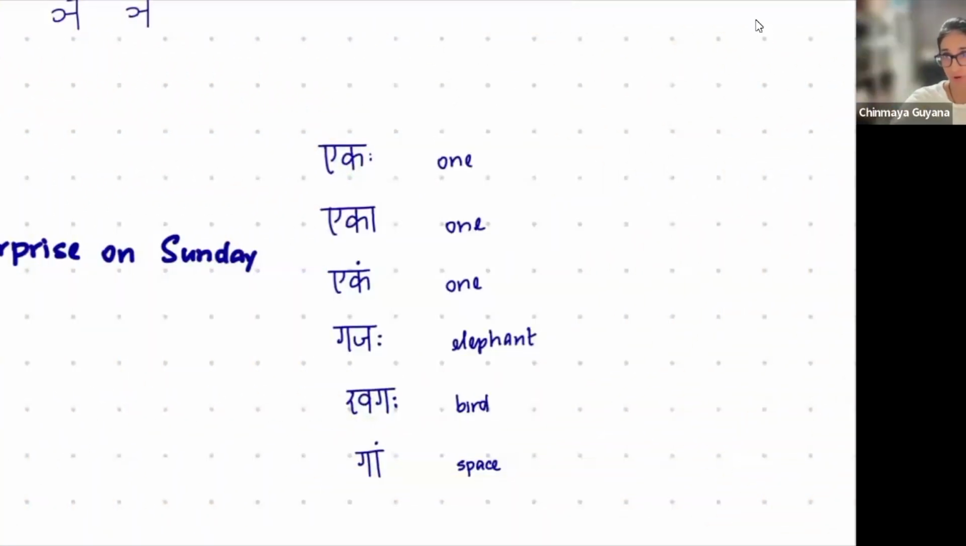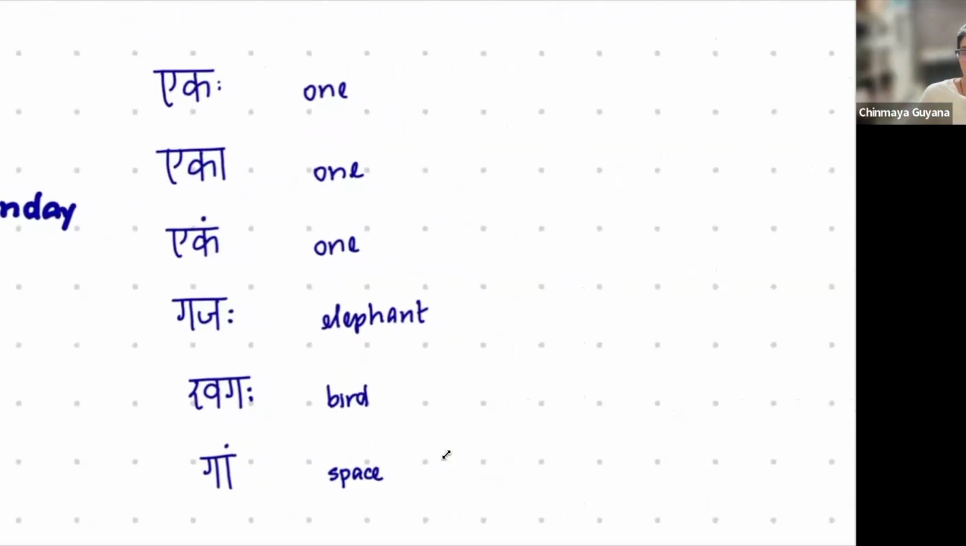For Sunday's homework, I realized that I didn't tell you all what the correct answers were, the reading of these sounds, these words. So I'm going to just quickly read them out and you'll be able to verify if you got it right. Ekah, ekah. Next one. Eka, eka. Next one. Ekam, ekam. Now you might be wondering, why are there 3 words for one?